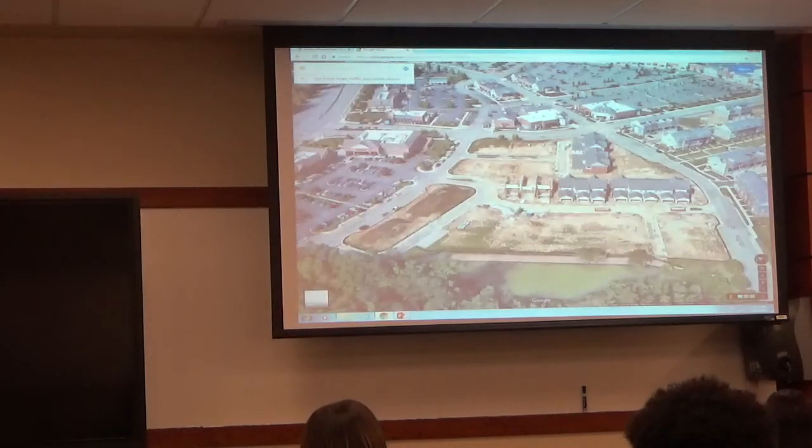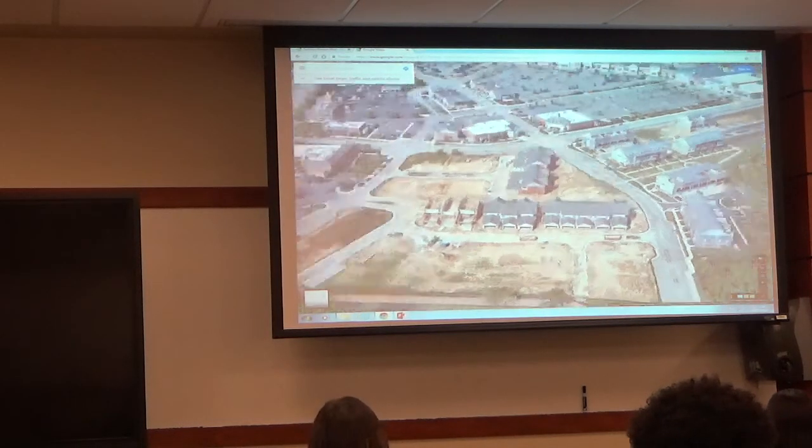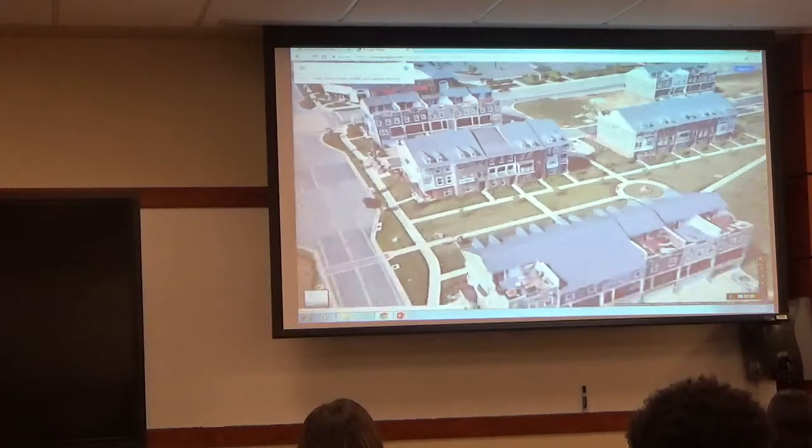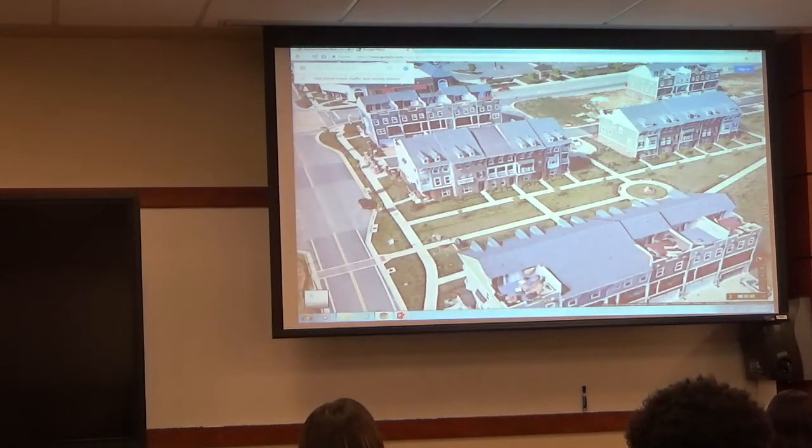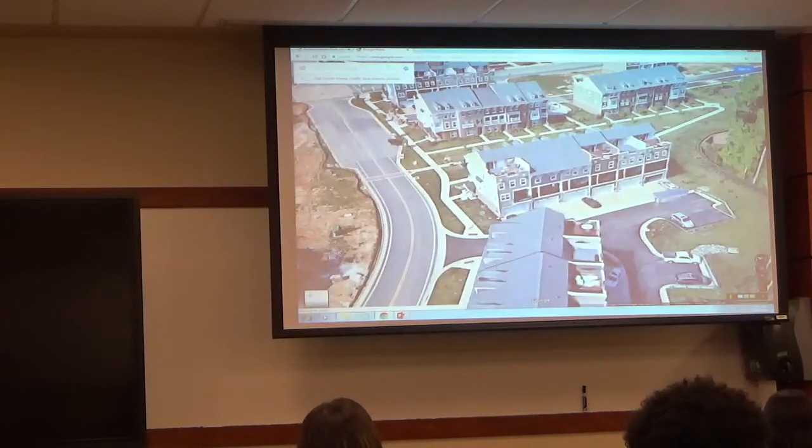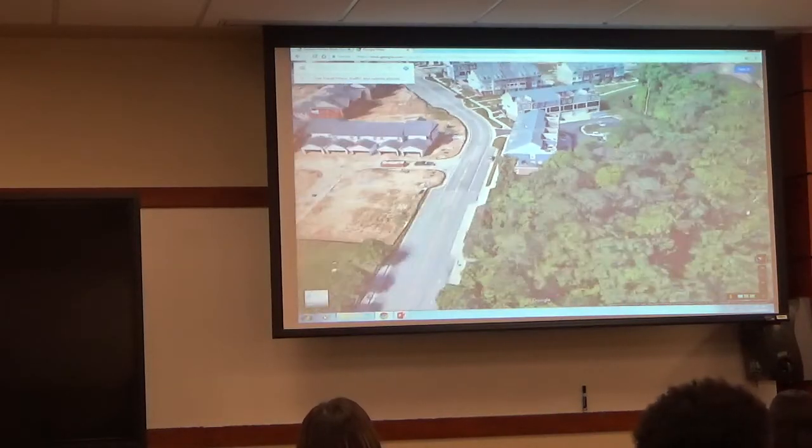Did you say those were condominiums or townhomes? Well, they're marketed as townhomes and condos. So if you see here, that's townhome style, but it also could be condos as well. In the site plan, they include different types at the same time.